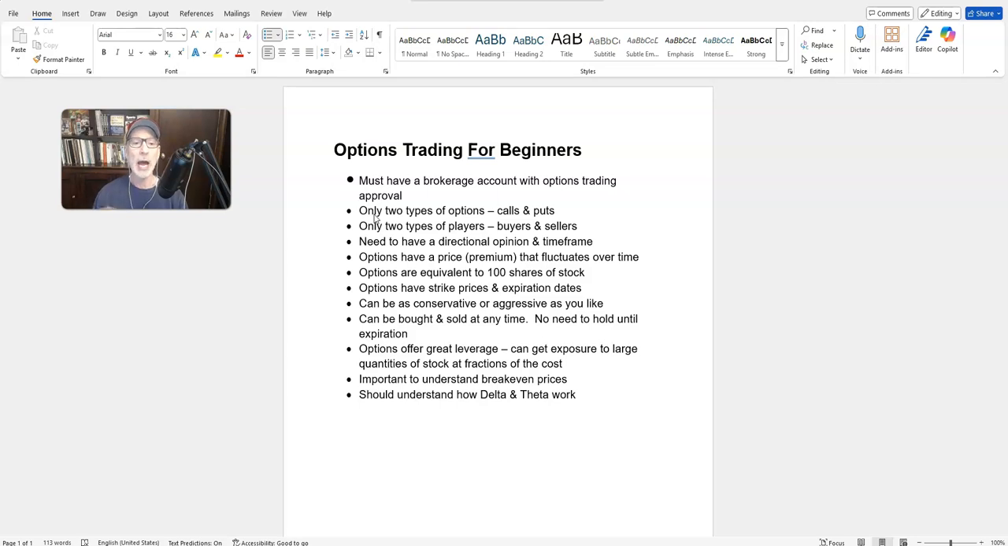The other thing is that options have a price. Just like a stock has a price, options have their own price as well. And that option price is called the premium. So if you buy or sell an option, you're either paying the premium, or if you're the seller, you're receiving the premium.